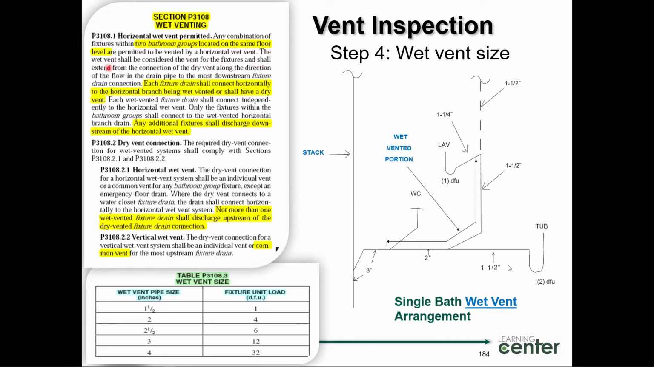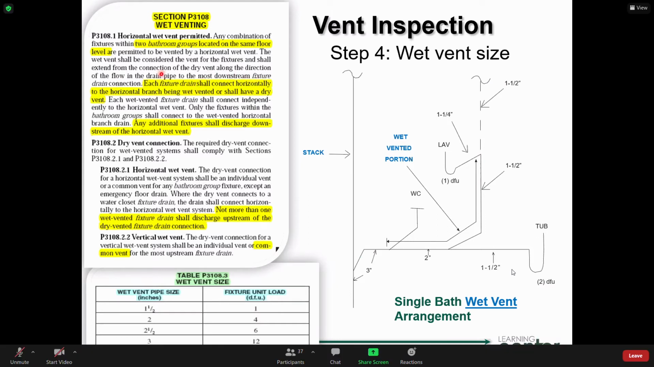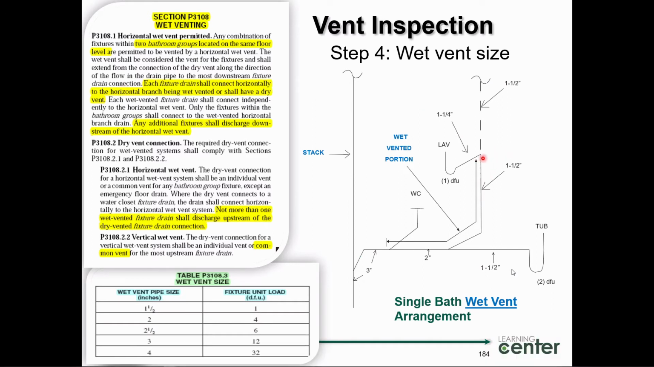Here it is. You ready for this? Shall extend from the connection of the dry vent, that's right here, the connection of the dry vent, along the direction of the flow in the drain pipe to the most downstream fixture on the drain connection. So what does that mean? We start here. We go down, flowing in the downstream direction of the drain. We go to the very last fixture, which is the water closet on the wet vent system.